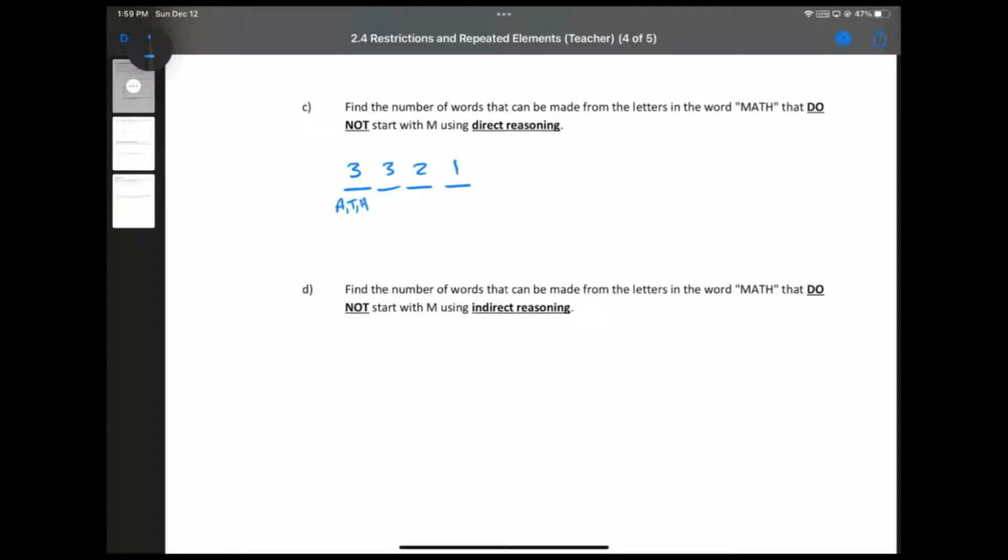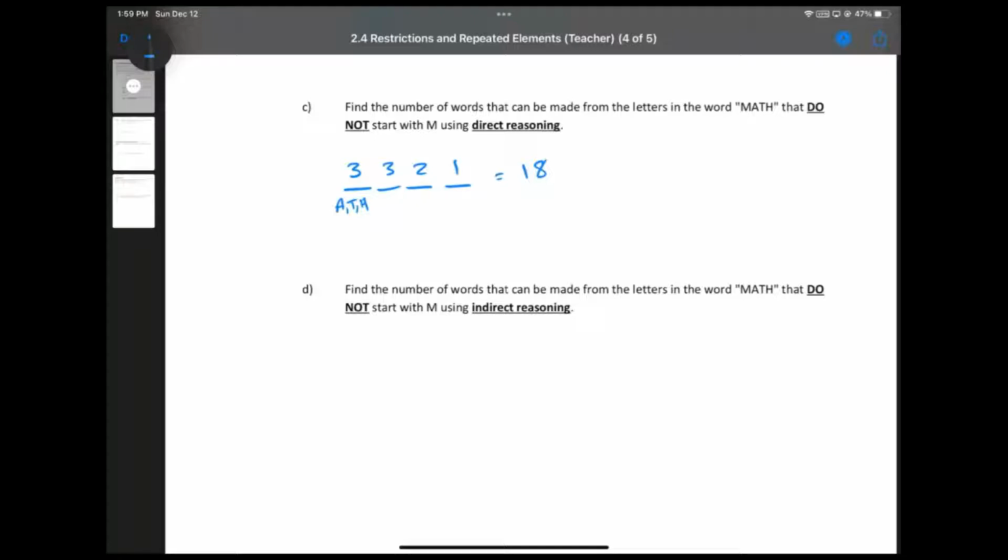And then once I put a letter down, I can have either of the other two or the M, so I've got three choices for my second letter, and then similarly two for my third and one for my fourth. Multiplying those together gives me 18: 3 times 3 is 9, times 2 is 18. So that's a direct approach to the problem, which seems quite reasonable.